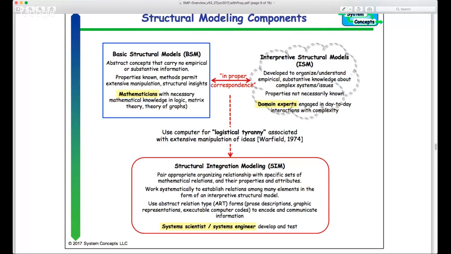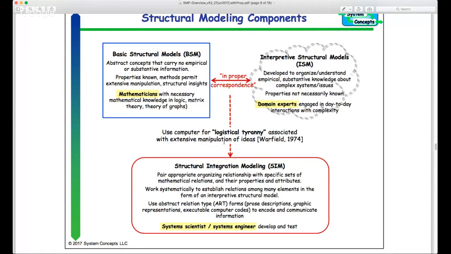And this is basically just the overview of the structural modeling components. As I talked about before, we have the basic structural modeling, which is mathematics, interpretive structural modeling, which is domain experts, and of course the system integration modeling, which is the systems scientist and systems engineer in this particular area.